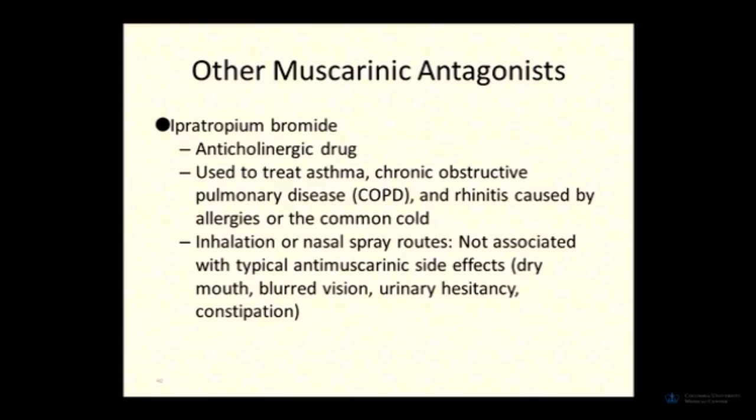Ipratropium bromide, also an anticholinergic drug, is used to treat asthma, chronic obstructive pulmonary disease, and rhinitis, which is caused by allergies and the common cold. So the ability to dilate the airways is being utilized in that application. Inhalation or nasal spray is a common route. Not associated with many antimuscarinic side effects, but some, like dry mouth, blurred vision, and some urinary hesitancy.